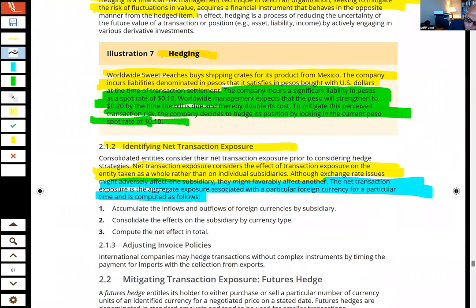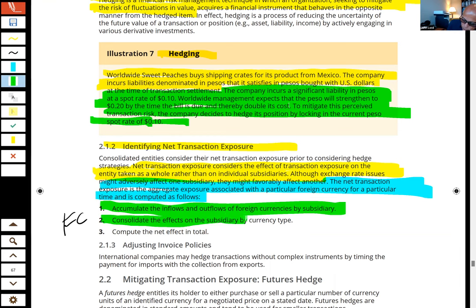The net transaction exposure is the aggregate exposure associated with a particular foreign currency for a particular time, as follows. And you can go ahead and flashcard these steps. We will accumulate the inflows and outflows, consolidate the effects of subsidiary by currency type, and then compute the net effect in total.